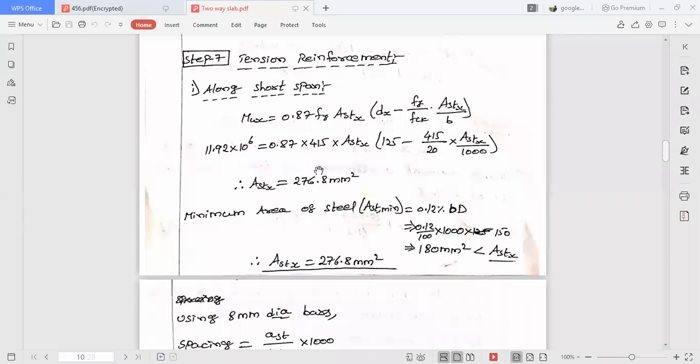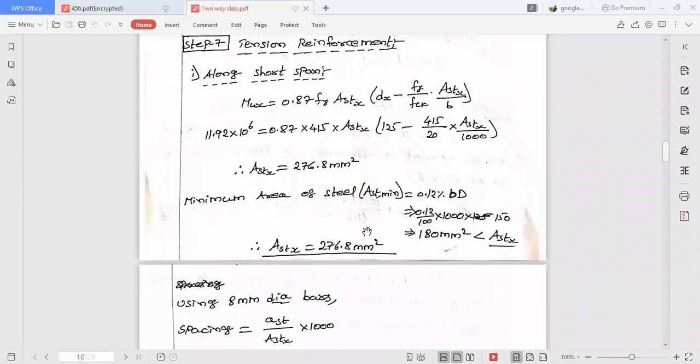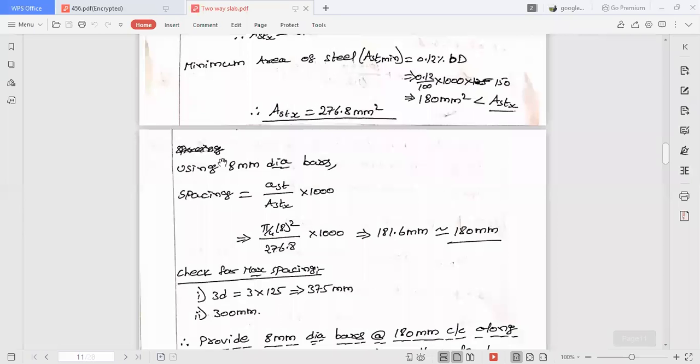Now check these two values. As per design 276, as per code minimum steel is 180. So what is the final AST? 276 itself, the greater value. Now after that, spacing calculation using 8 mm diameter bar, the spacing will be 181. We got 181 and this is rounded to approximately 180 mm.